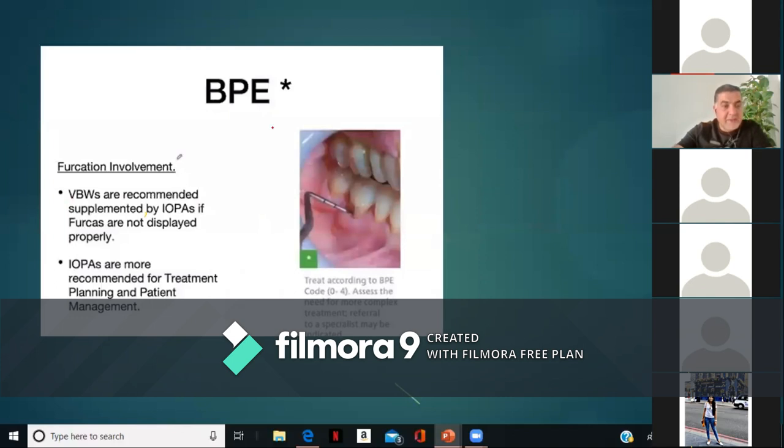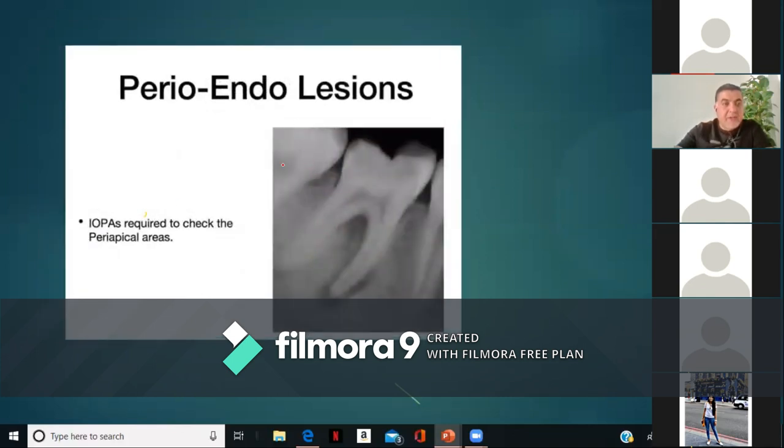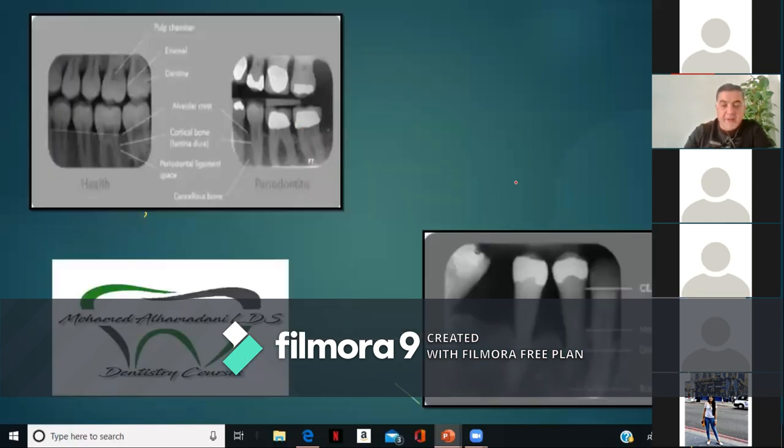Here it is exactly the same. Periodontal lesions are important. Periapicals are the gold standard because they will show you the full tooth. You can see everything, you can see this area. You can see if there are apical changes, if there is an endo-periodontal lesion. It will give you a full assessment, no headache. So it's considered the gold standard. In the exam, they will give you choices to pick from, so just pick the gold standard, periapical.